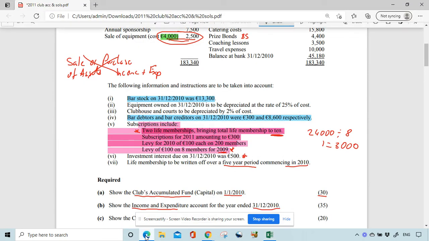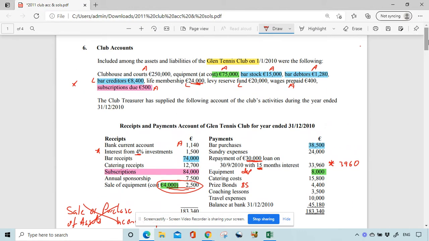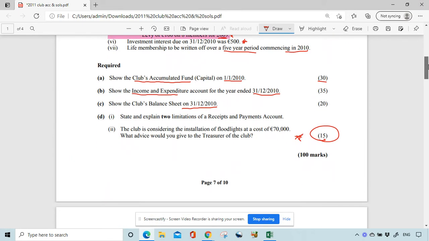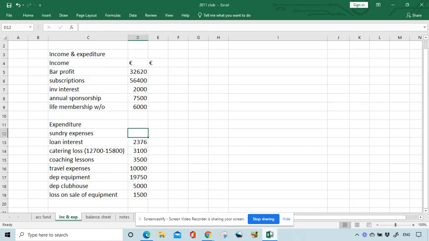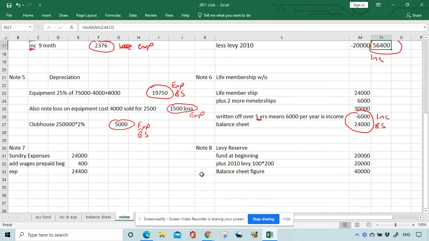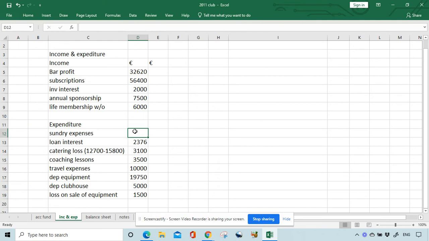One more note is the sundry expenses. There is a note at the beginning which says wages prepaid. So wages is one to look out for in sundry expenses. Those wages have to be included in this year's figure for expenses. So it's an easy enough note. It is 24,000 plus 400, 24,400 is the expense. So look out for wages at the beginning, at the end, also maybe light and heat, ESB, those kind of things.